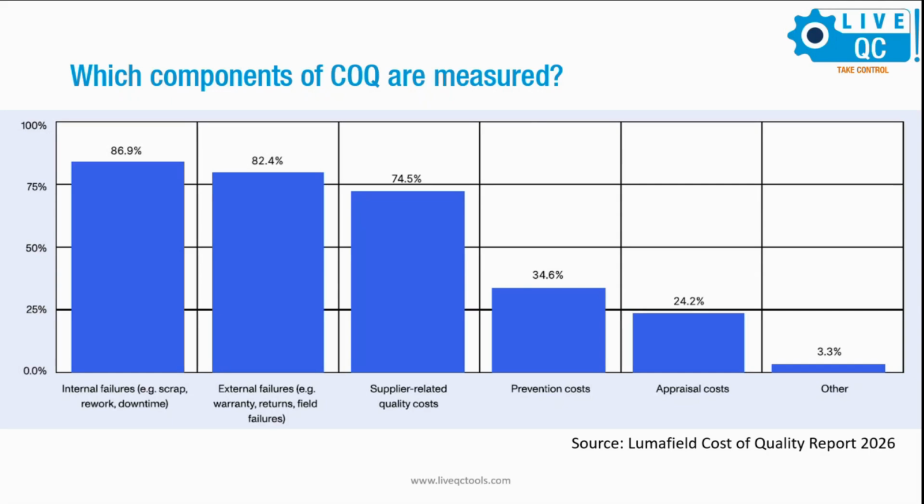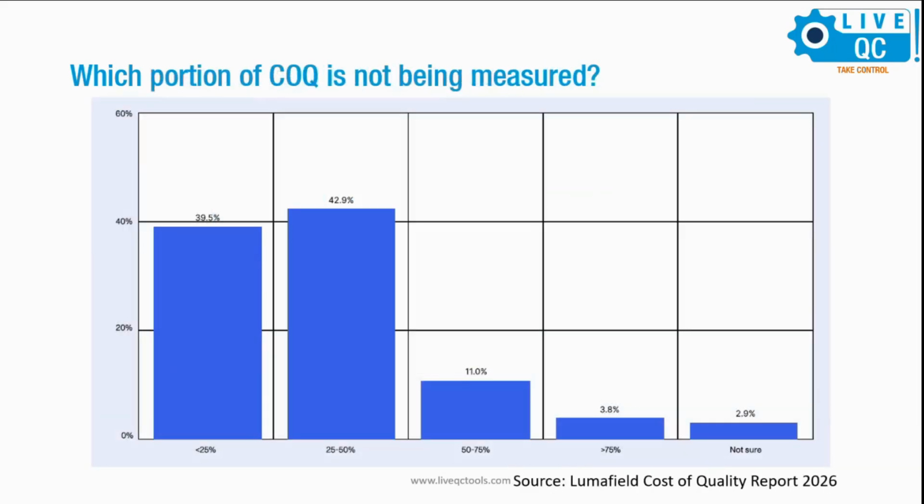Now, when we are setting goals, it's only half the picture. Which portion of the COQ is not being measured? You see that? 25 to 50% of the cost of quality is not being measured by over 40% of the respondents. They are well aware of it. They are looking at ways and means to reduce that, but they do not know how big the iceberg is below the sea level. So this is exactly where digital transformation comes into the picture.